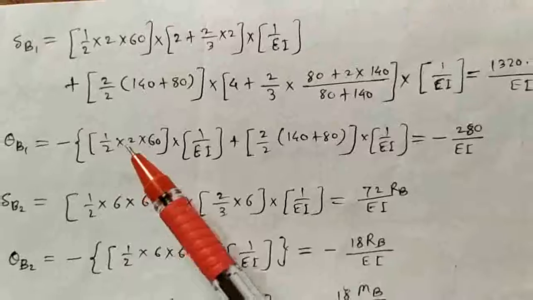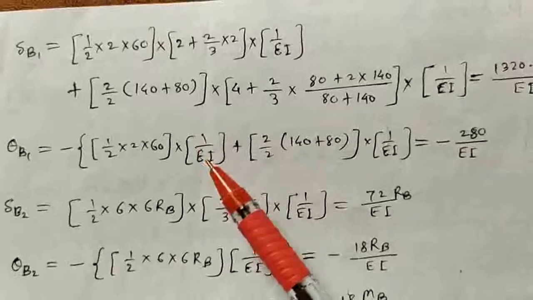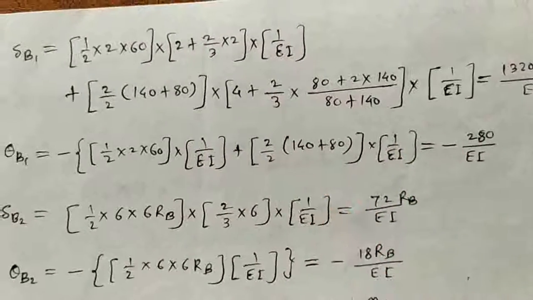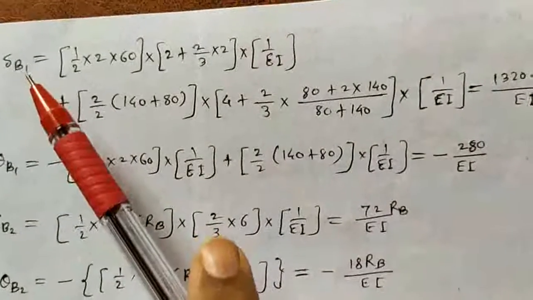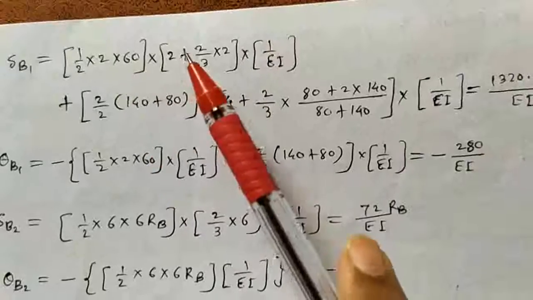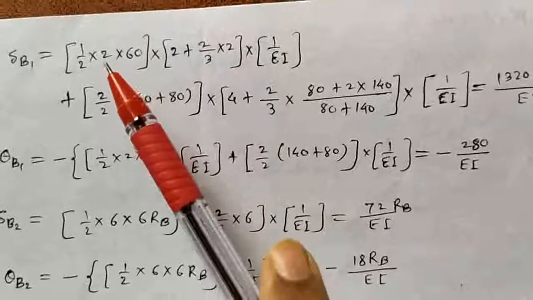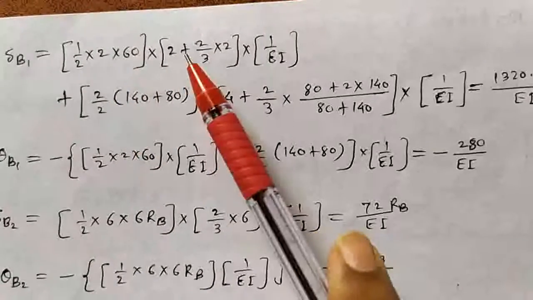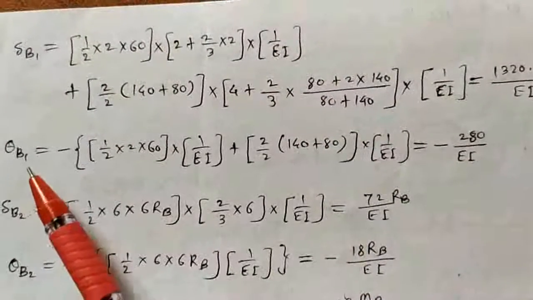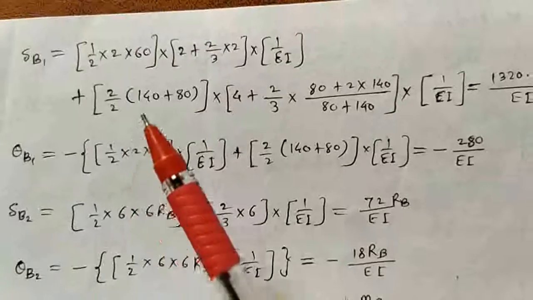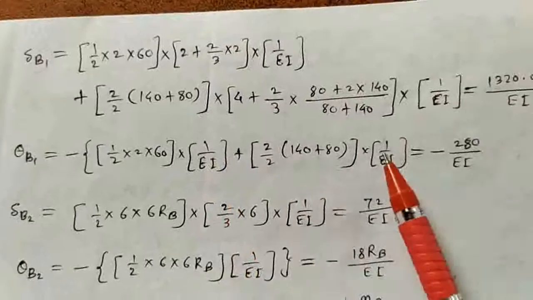So simple, you can write theta B1, just take area multiplied by EI. In a simple way, I will tell that while finding out delta you have to write three brackets: area, centroid distance and EI variation. And while writing theta, you only have to write the first and last bracket, that is area and EI variation.